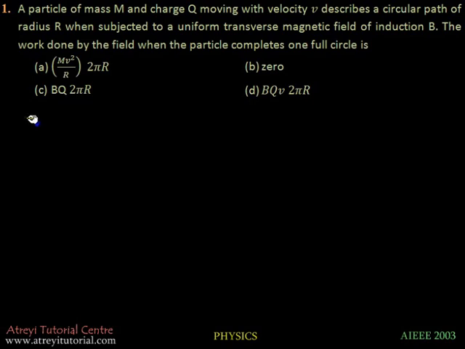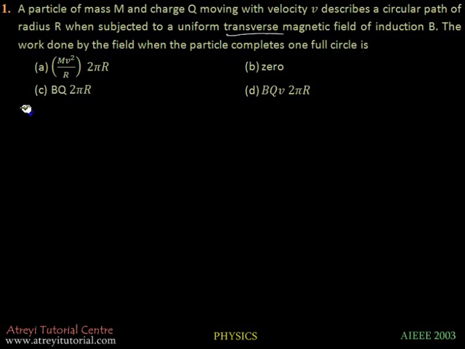Let's start the first question from AIEEE 2003. A particle of mass m and charge q, moving with velocity v, describes a circular path of radius r when subjected to a uniform transverse magnetic field. That is, the particle is moving perpendicular to the magnetic field of induction B. The work done by the field when the particle completes one full circle is?